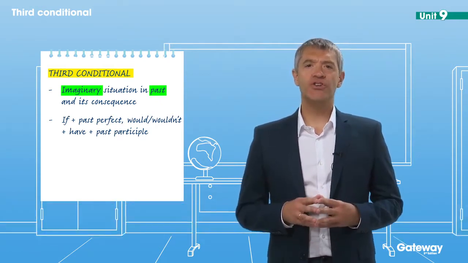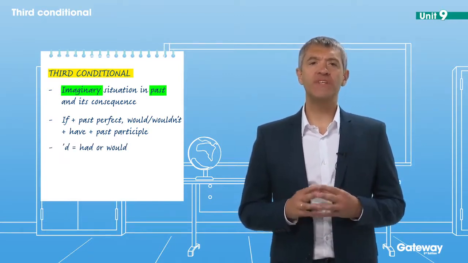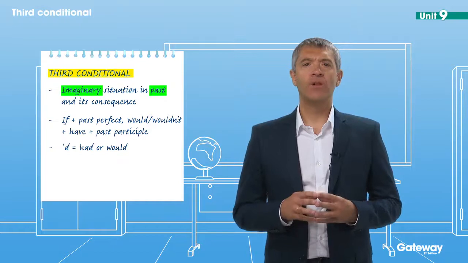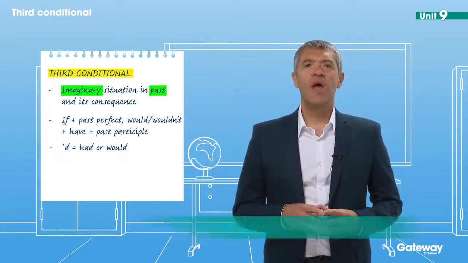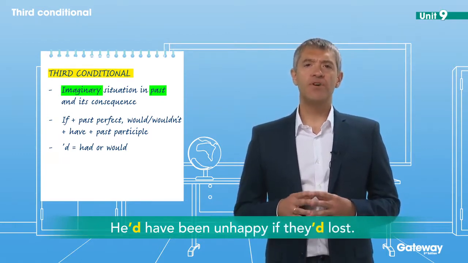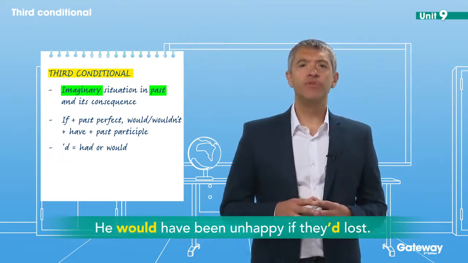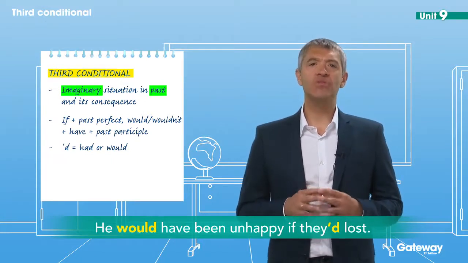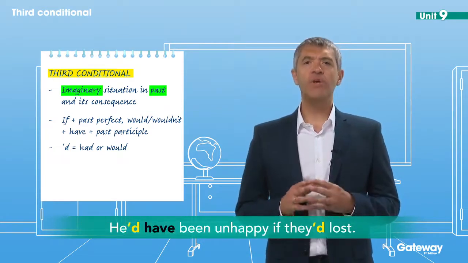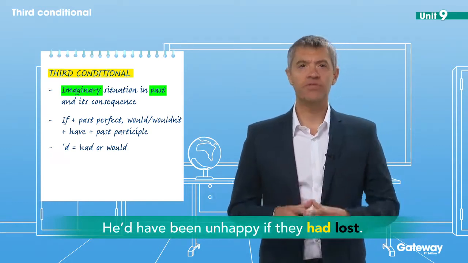Often we use the contraction 'd for would. But how do we know when the 'd is had or when it's would? Well, look at this sentence. He'd have been unhappy if they'd lost. Is the first verb had or would? It's would because we know that if there's a verb after would, it must be an infinitive, like have. And we know that if there's a verb after had, it must be a past participle, like lost.